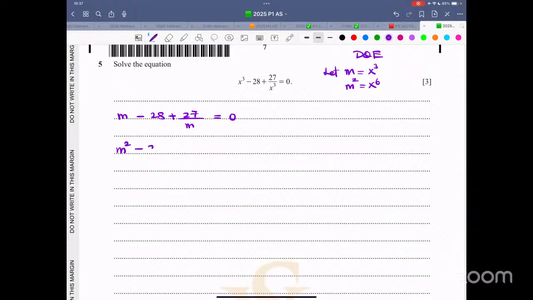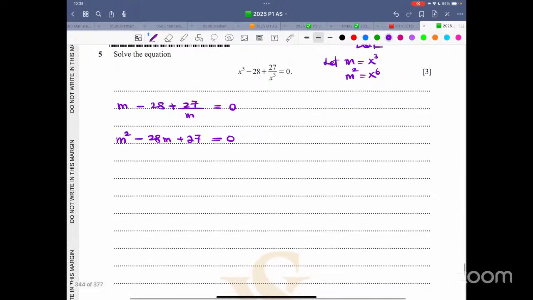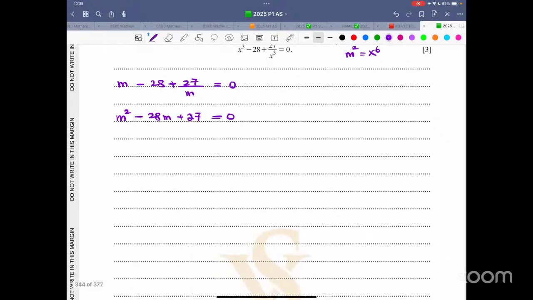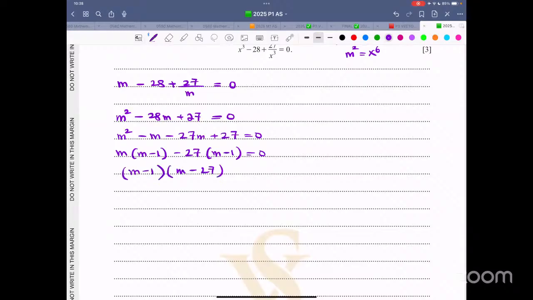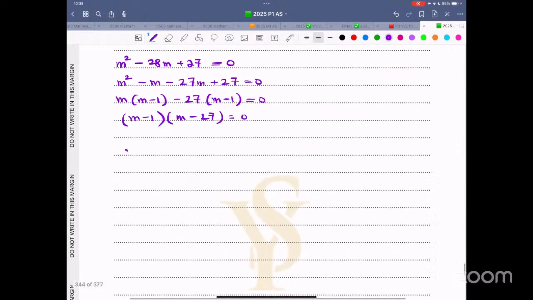So this is m square minus 28m plus 27 equals 0. Now over here, this is m square minus m minus 27m plus 27 equals 0. m minus 1 minus 27, m minus 1 equals 0. m minus 1, m minus 27 equals 0. So therefore, m is positive 1 and m is positive 27.